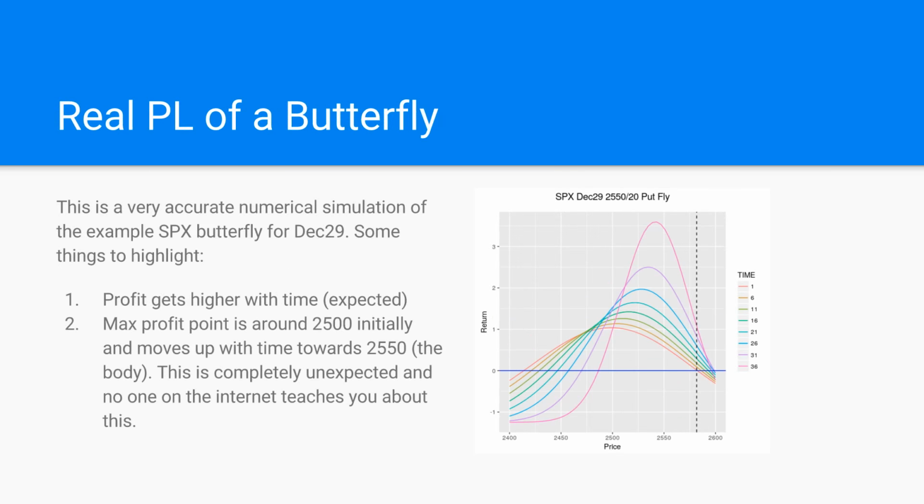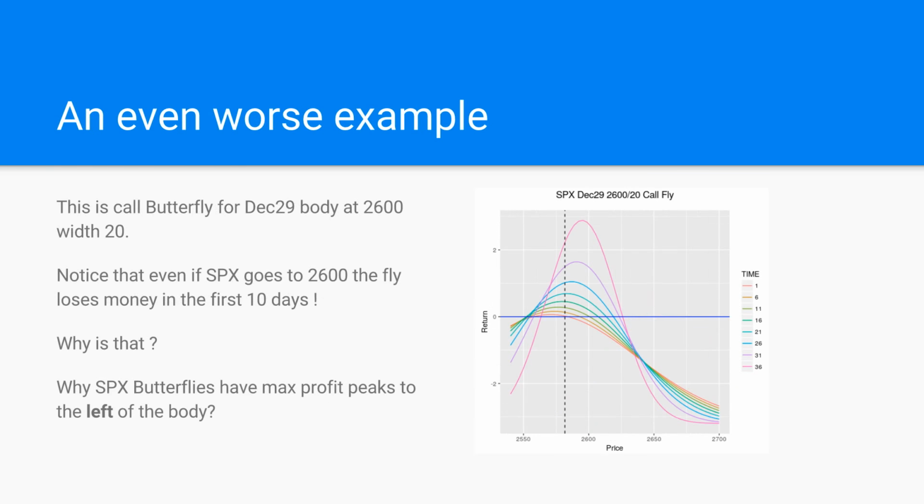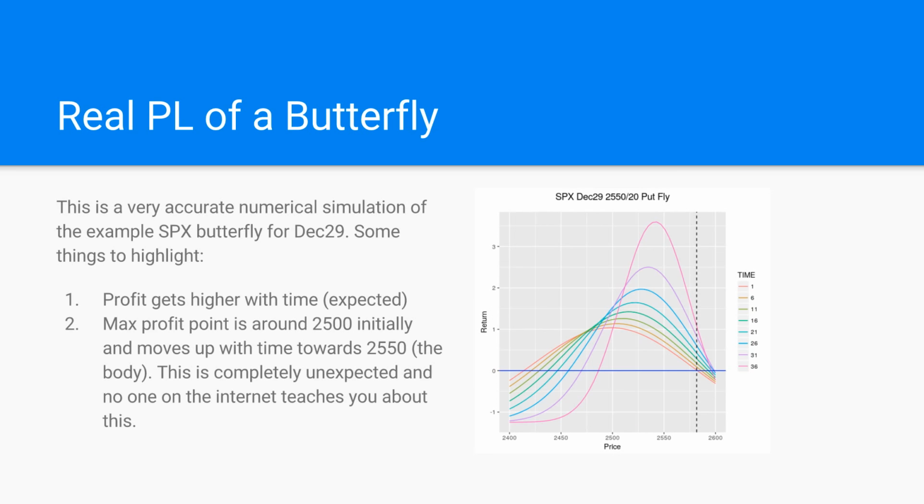So from these two SPX examples, you can see interesting things. First, it seems that butterflies are fantastic to play downside, because look at how the break-even point extends to the downside. I mean, this is incredible. It extends more than 100 points to the downside, and as time passes, it gets bigger and bigger, and it's always to the left. So yes, butterflies in SPX are really good ways of playing downside.